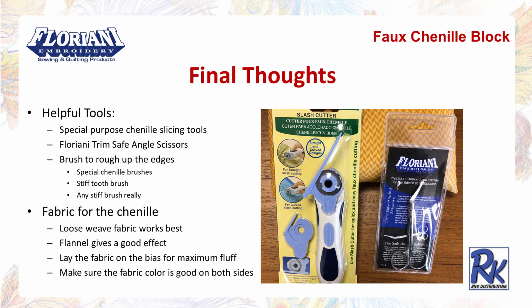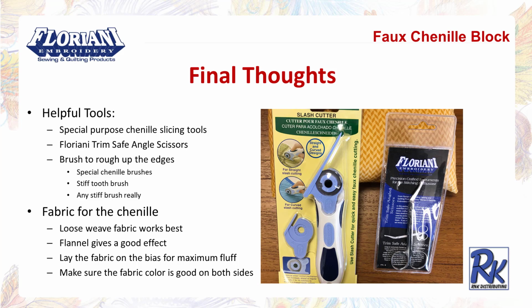So just a few final thoughts. There are some helpful tools you might want to get that are going to help you in the construction of this block. First of all, there are some special purpose chenille slicing tools, like you can see in the picture here on the left. There are several different brands out there. This is one of them. You can also use the Floriani Trim Safe angle scissors. Those are nice scissors that have a little bump and a non-sharp edge on one side, and they're at a nice angle. So those would be really great for getting in between the stitches and trimming down the center line of those strips. And you're also going to need a brush to rough up the edges.